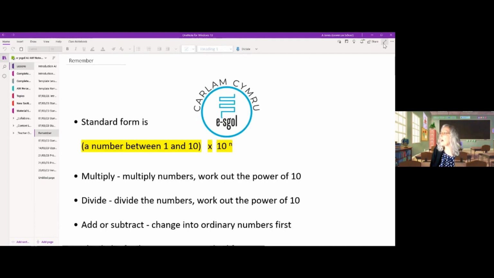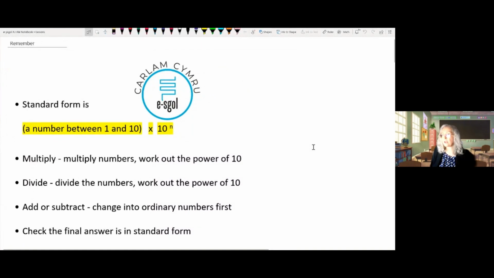So let's have a quick look at the things that we need to remember about standard form. Standard form is always written as a number that is between 1 and 10, and you multiply that by 10 to a power. It's going to be a positive power for a large number, and it will be a negative power for a small number.